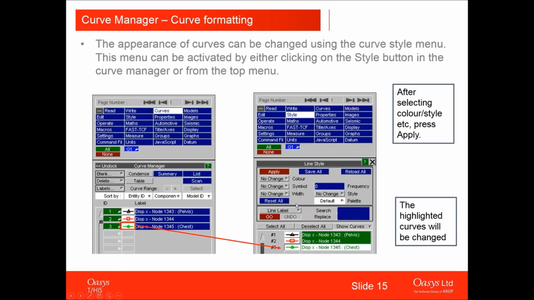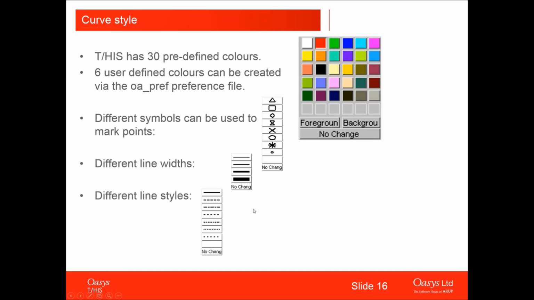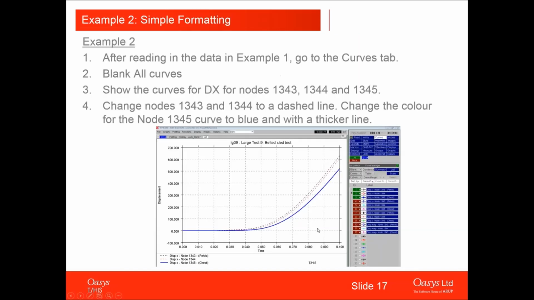Okay. Within the curve manager, we can also format curves. So we can change the color, we can change the style, we can change the thickness of the line. We can also change the symbol. So this has 30 predefined colors, but there's also a palette that people can use. There are a number of symbols and a number of line widths and styles that we can choose. And this is all to help you to present your data in the most easily understood manner.